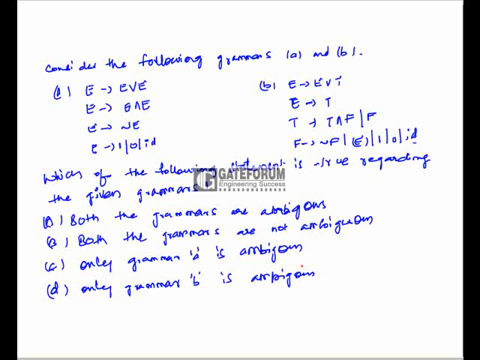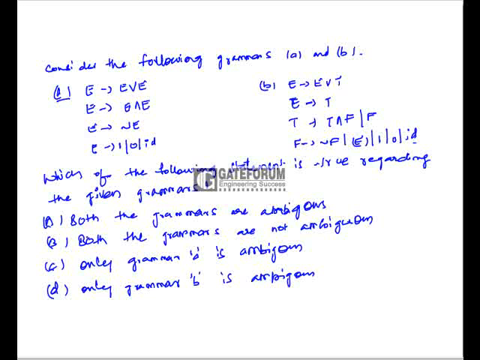Here in this question, two grammars A and B are given, and we have to identify the nature of those two grammars. That means we have to identify which one of them is ambiguous grammar. If we see grammar A, it is both right and left recursive. Whenever a particular grammar is both right and left recursive, then it should be ambiguous grammar. So here grammar A is ambiguous grammar.